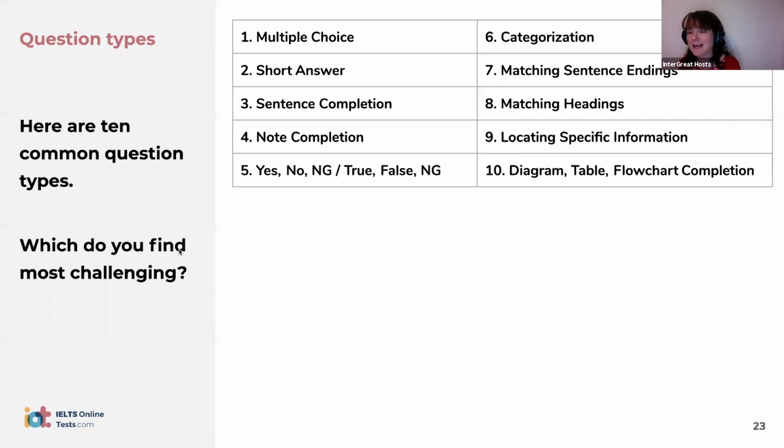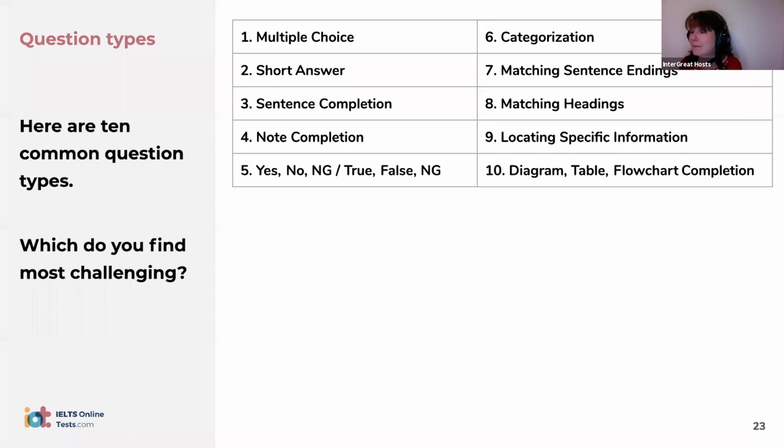So of those 10 types, summary completion is more or less the same as sentence completion, okay? Hello, hi, Matt. I'll come to that at the end. So which ones do you find most difficult? Which are most of the above? Yeah, often people say matching headings or true, false, not given. Okay, yes, matching headings is difficult.